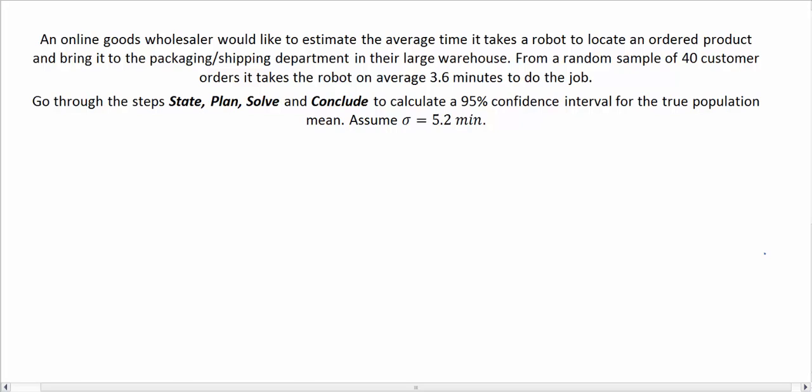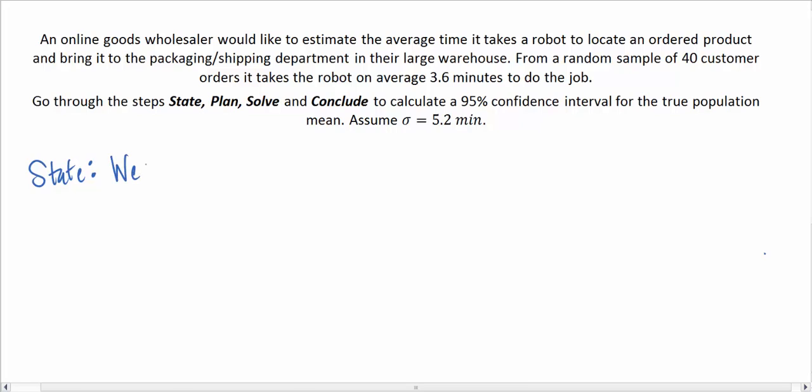From a random sample of 40 customer orders, it takes the robot an average of 3.6 minutes to do the job. Let's go through the steps state, plan, solve, and conclude to calculate a 95% confidence interval for the true population mean. We're going to assume sigma, the population standard deviation, is equal to 5.2 minutes. So the first step is state, where we should state the question of interest.